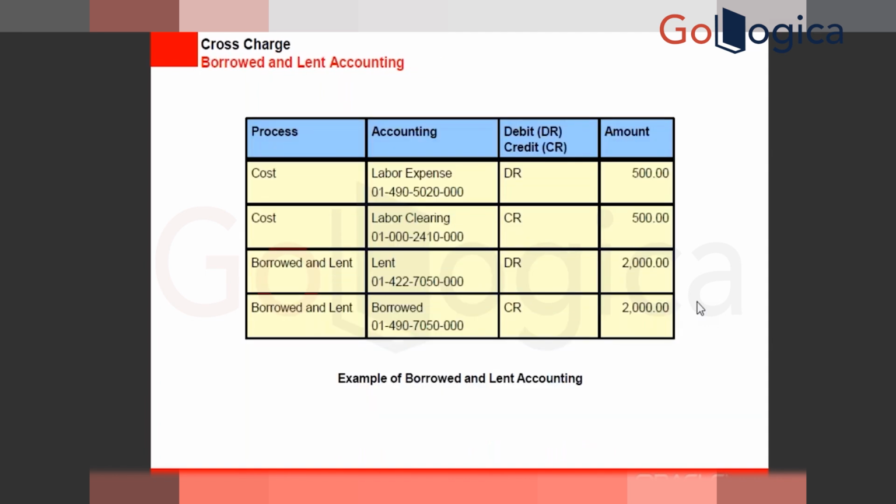Now come to this. This is how the borrowed and lent accounting will happen. Usually, whenever you do the normal transaction, the labor expenses go to the labor cost clearing. Now lent account debit to the borrowed account credit. Usually the Oracle applications, the Oracle projects will hit whenever you choose the borrowed and lent accounting. Lent kind of, we have given the service to the target company, correct. Okay.